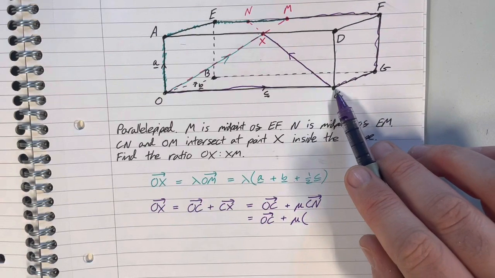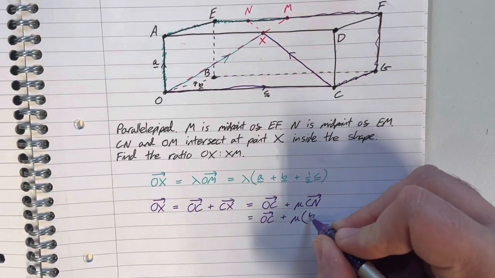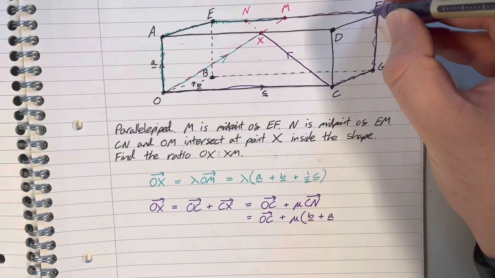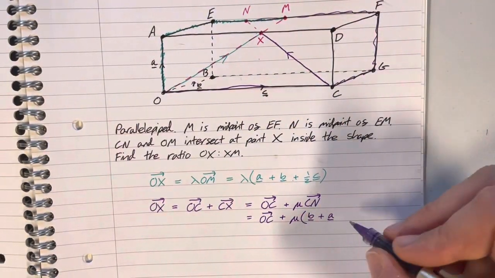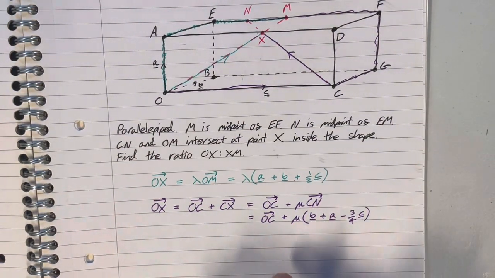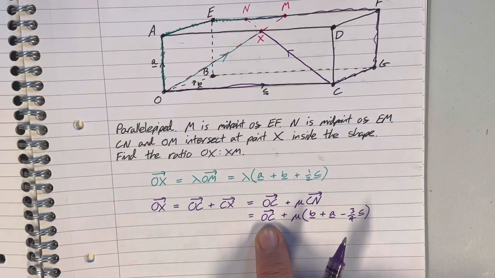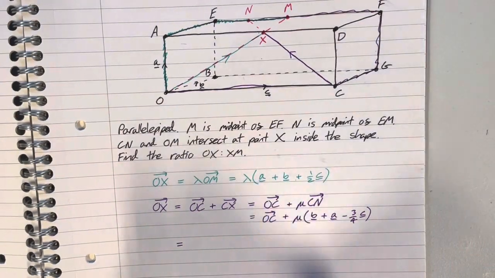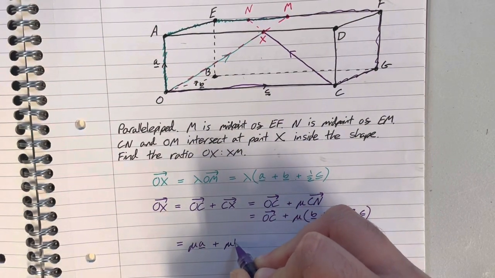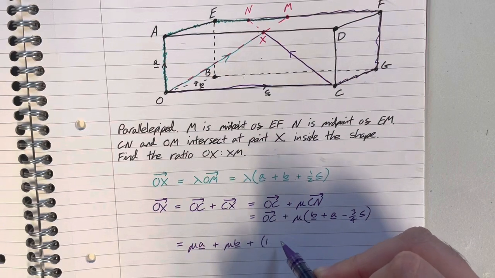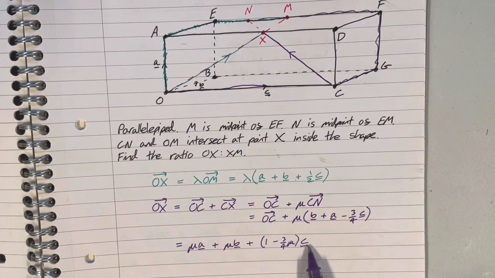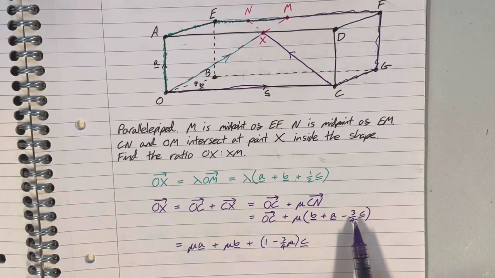So to get from C to N, I've gone back that way, so that's plus AB. I've gone up, G to F, that's the same as A. And then I've gone 3/4 of the way that way, which is minus 3/4 C. And now OC is just C. So we can actually write O to X as mu A plus mu B plus 1 minus 3/4 mu C. So there's 1 C from there, minus 3/4 mu C from here.